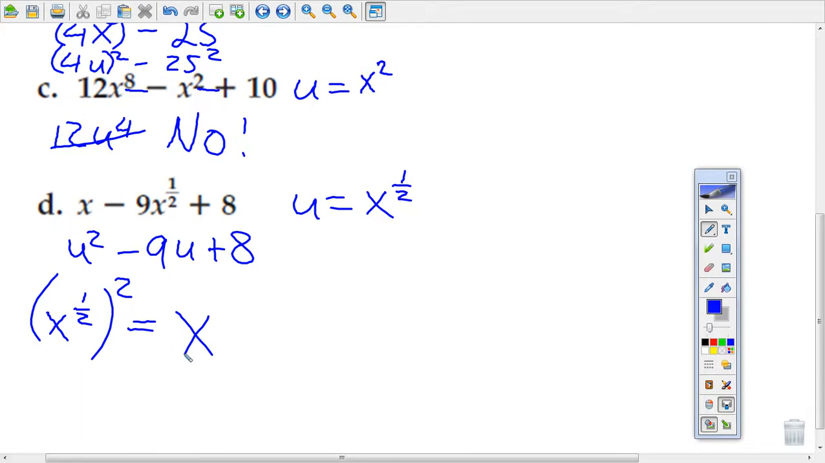What do you do when you take a power and you raise it to a power? What do you do with those exponents? Multiply them together. Does 1/2 times 2 equal 1? It does. And the other way to think about this is remember that x to the 1/2 means the square root of x. And the square root of x all squared does equal x, right? Because the squaring undoes the square root. They undo each other. They're opposites. So this would work if you made u equal x to the 1/2.